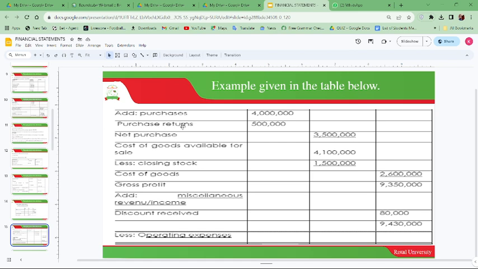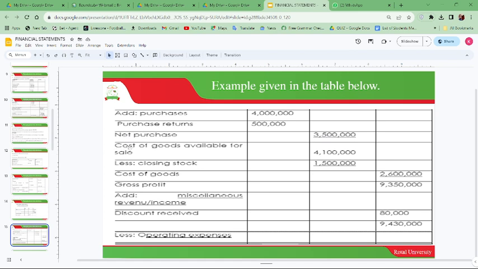Purchase returns are the goods that you take back to your supplier. You find out that you bought goods, but when you reach your company, you realize that those goods were damaged, or expired, or less than the amount that you ordered. So you have to take those purchases back. That's purchase return, which means our purchases will reduce. So we shall get the net purchases, which is 3,500.